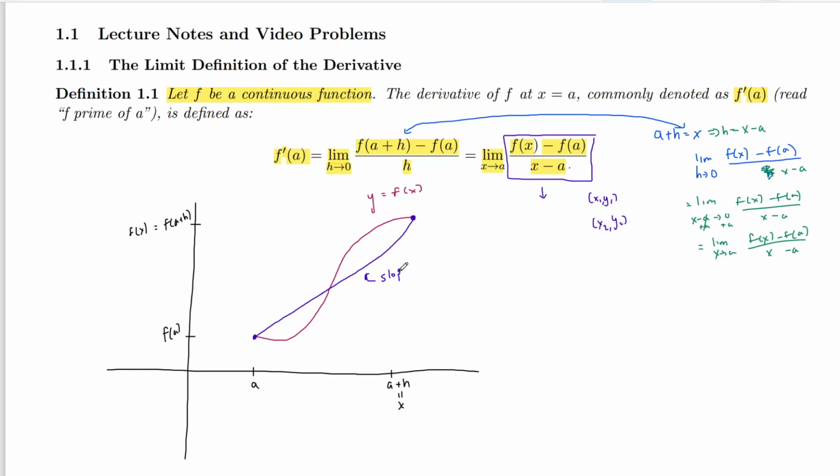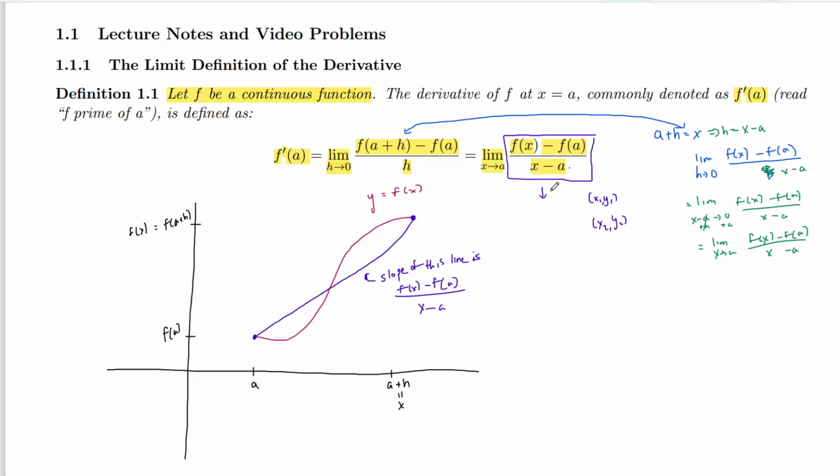So the slope of this line is f of x minus f of a over x minus a. And remember, slope, it's probably been a while since you thought about it as more than y2 minus y1 over x2 minus x1, or rise over run. But the slope gives you a rate of change. And that's what the derivative is going to be. It's going to be a rate of change.